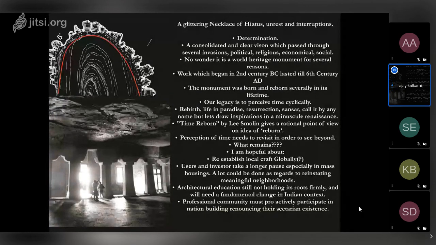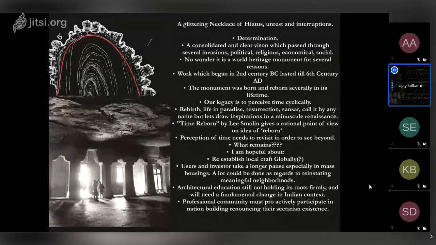A lot could be done as regards meaningful neighborhoods. And the professional community will become part of core nation building, and they will renounce their sectarian perspective and contribute in search of soul.